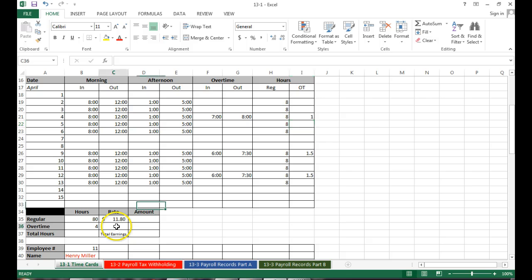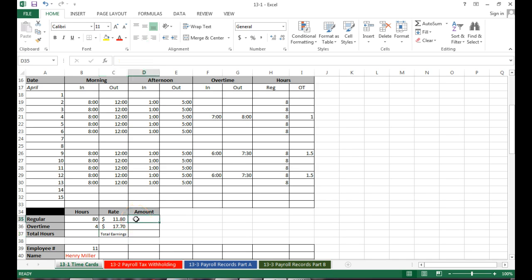Okay, at rate, and we need to figure out the hourly rate for overtime. And how to do that is we're going to put a formula for equals the rate times 1.5. So whenever they have overtime hours, they're paid at $17.70 an hour. So they're getting paid $11.80 for 80 hours of work. They're getting paid $17.70 for those 4 hours of overtime. Every hour they get paid this.